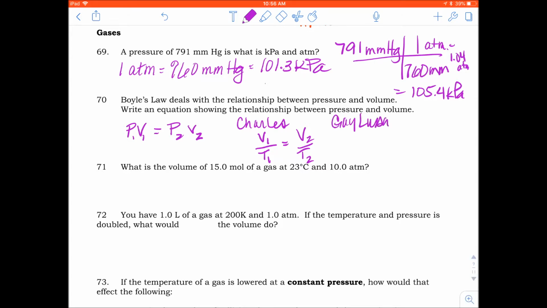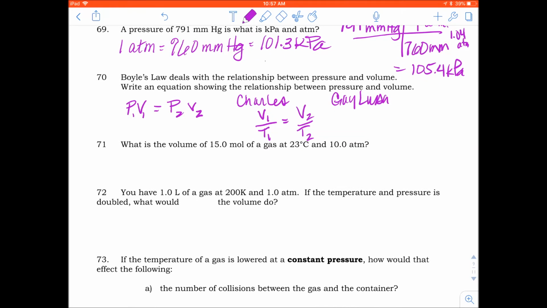Gay-Lussac's law is the relationship of pressure and temperature. It is also a direct relationship and would be written like this. We can put them all together to make the combined gas law, just like that. One way to remember Boyle's law, Charles' law, and Gay-Lussac's law is to remember this.